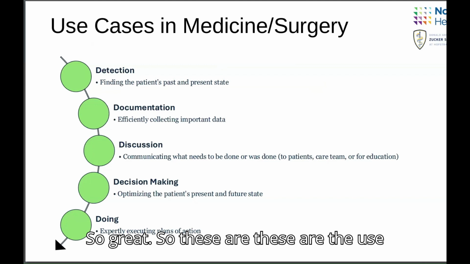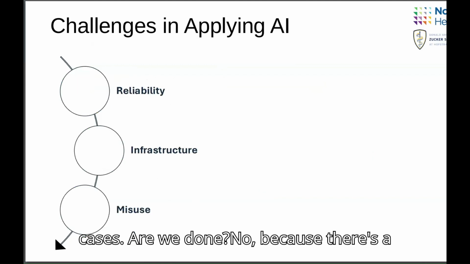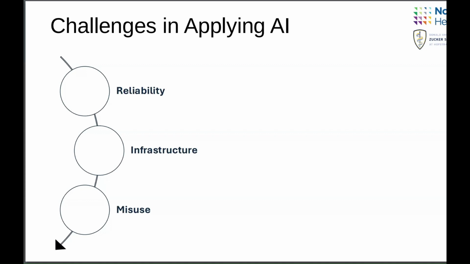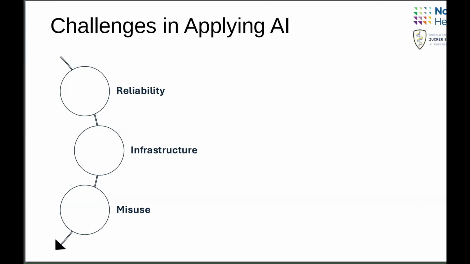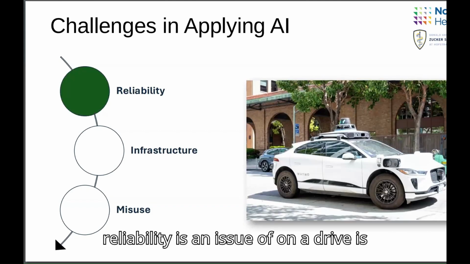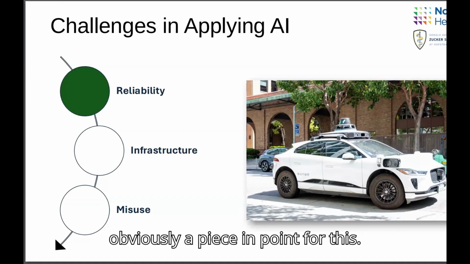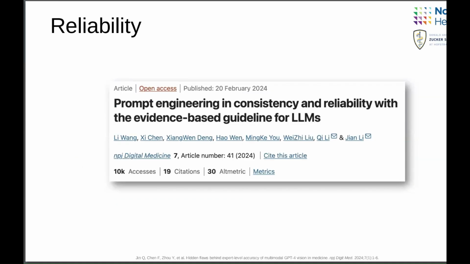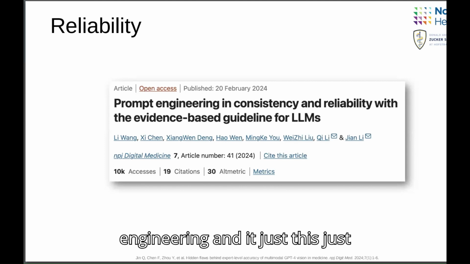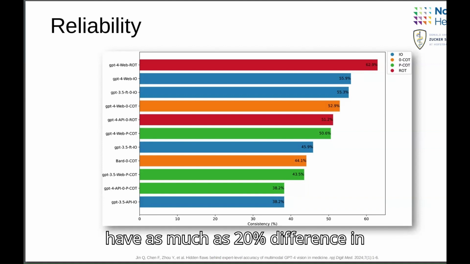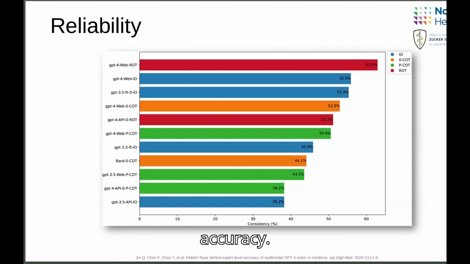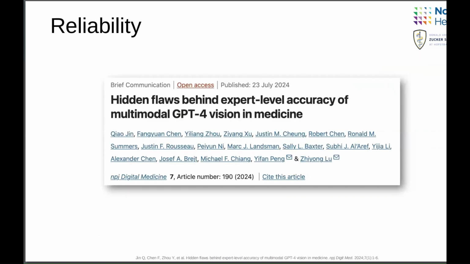So great, these are the use cases. Are we done? No, because there are a lot of challenges. Okay, so reliability. Reliability is an issue. Automated driving is obviously a case in point for this. We talk about prompt engineering, and this just shows that depending on the prompt, how you interact with the model, you can have as much as a 20% difference in the accuracy of what that model gives.